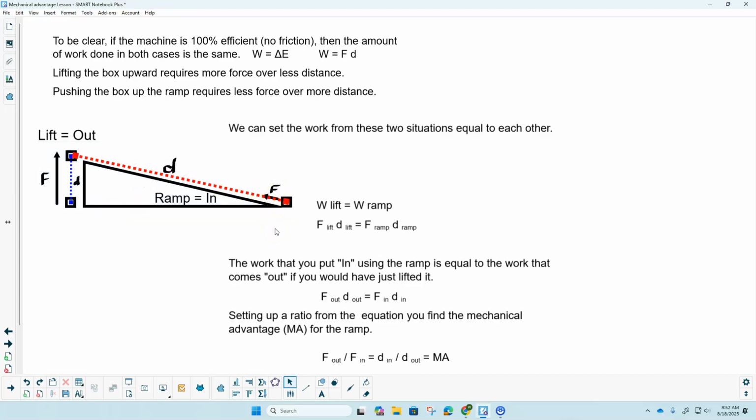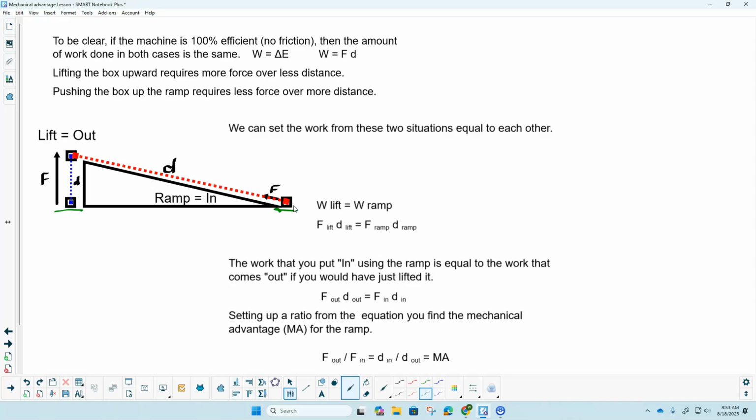Because these two situations have the same amount of work performed, we can set them equal to each other. So the work done by lifting is equal to the work done by the ramp. And you can justify this through conservation of energy, right? If we look at the conservation of energy of the box when it's on the floor here or on the floor here, it's the same box, so they have the same mass. Gravity is affecting them the same way, so they have the same acceleration due to gravity, and they are at the same height, which would be 0 above the ground.